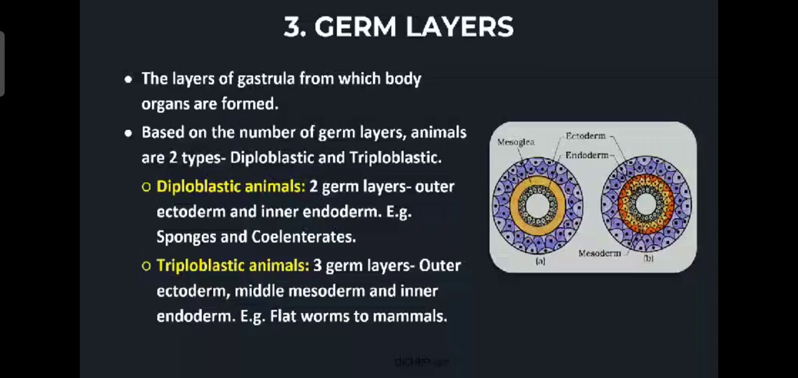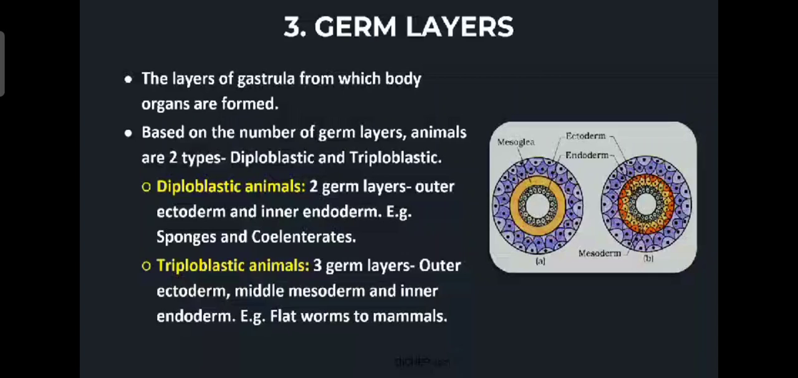Third point, that is germ layers. So germ layers, these are the layers of the embryo. From these layers, the different organs of the organisms are going to form. So how many germ layers are there? Depending on the number of germ layers, animals are of two types, diploblastic and triploblastic.